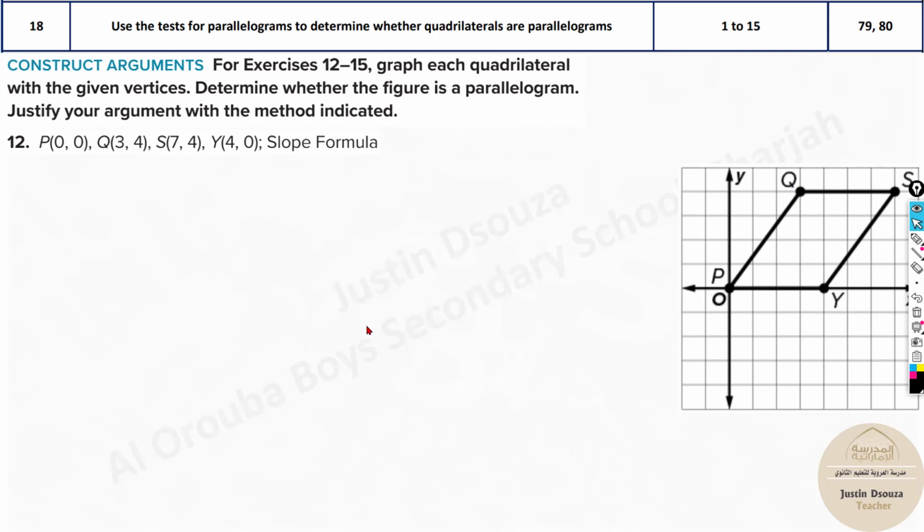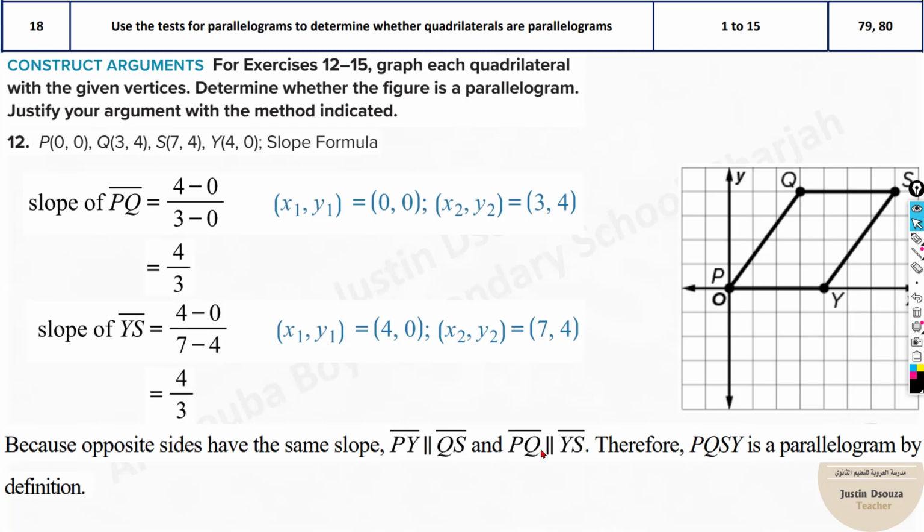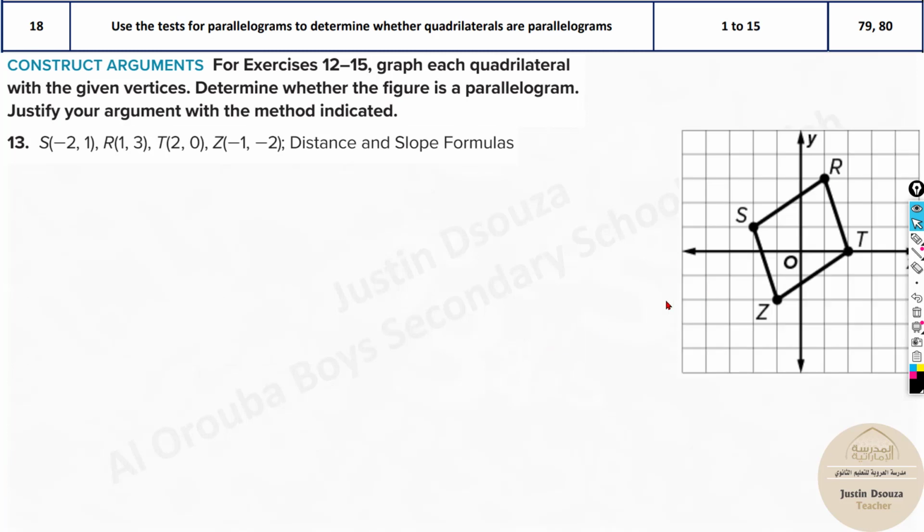What about the other two lines? Here you can see 1, 2, 3, 1, 2, 3, 4, 1, 2, 3, 1. Yes, they are parallel because they are having the same slope. So all the sides are having the same slope. It's a parallelogram. Please do it for the other problems as well.